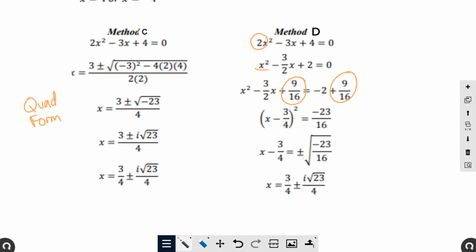Maybe we should just sing the quadratic formula again. Think that would help? Logan, you got a question?